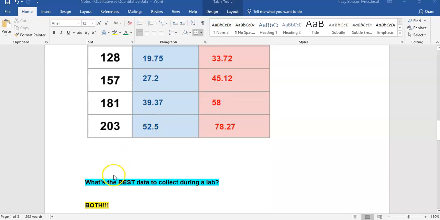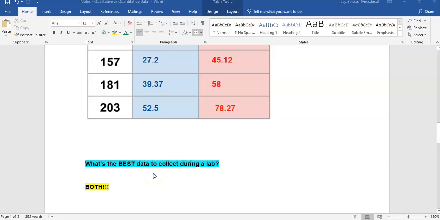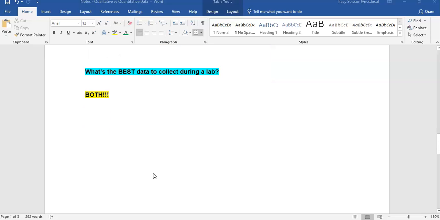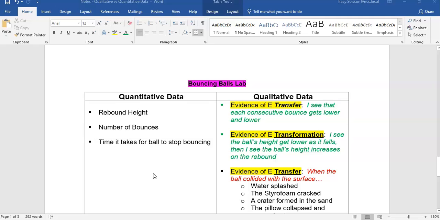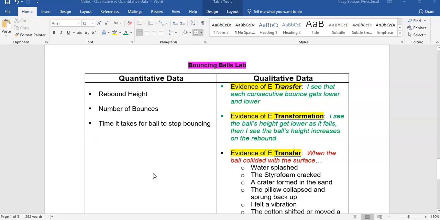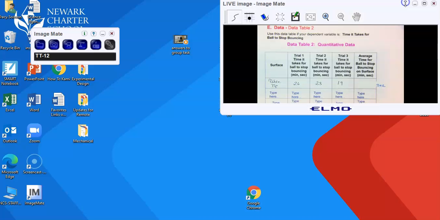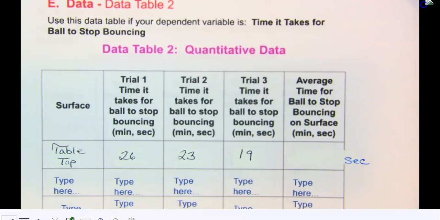And a reminder, it's best to collect both. If you collect both qualitative and quantitative data in a lab, you're making your data more reliable and trustworthy. So in our Bouncing Balls lab, we are collecting both qualitative and quantitative data. So let's first look at the quantitative data, and by looking at the quantitative data, I'm showing you how to fill out the data tables for homework.